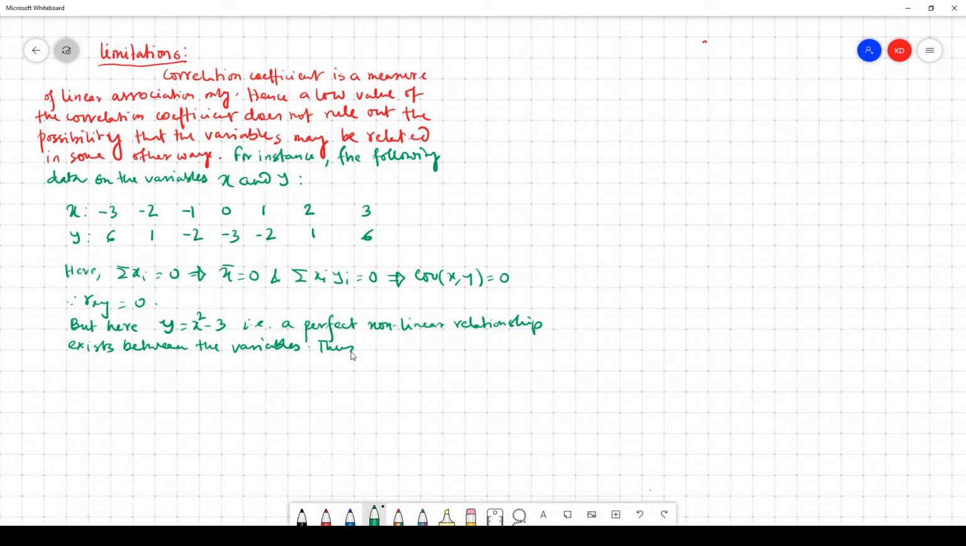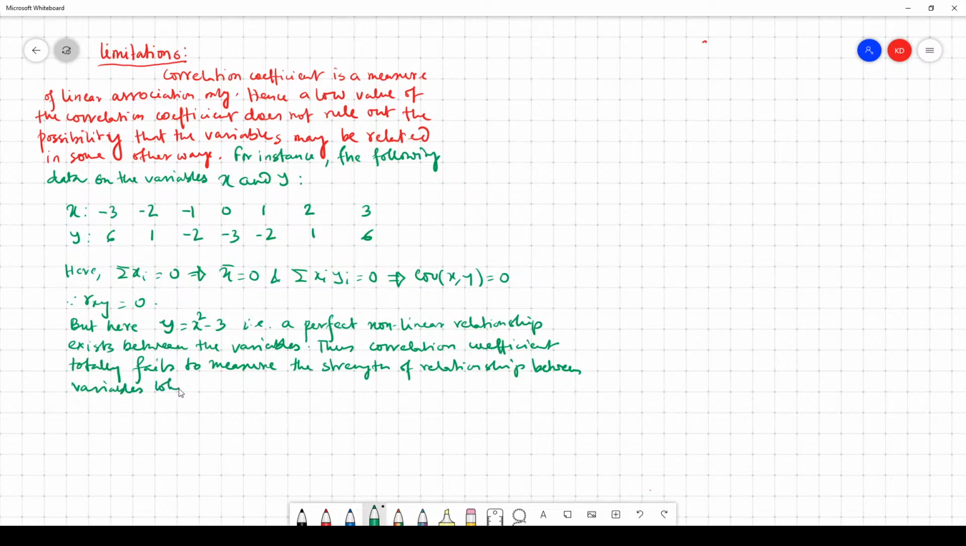Thus, correlation coefficient totally fails to measure the strength of the relationship between variables when they are not linearly related.